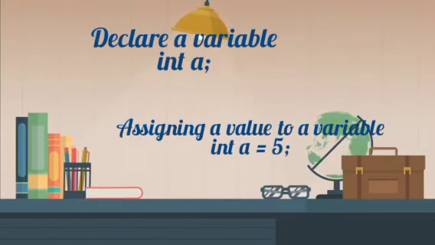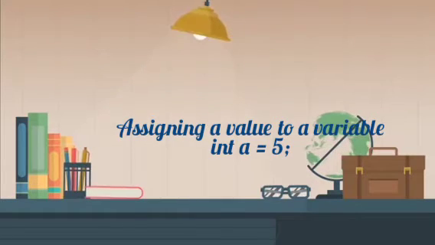Then another important question: how to declare a variable and how to initialize a value in a variable. These two questions are very important: how to declare a variable and how to initialize a value to a variable, or assigning a value to a variable. Declaration of a variable means int a, and assigning a value to a variable means int m = 5. Likewise. See, the semicolon and spellings are important here. See, int i, the i is small, and then after that a semicolon is needed.